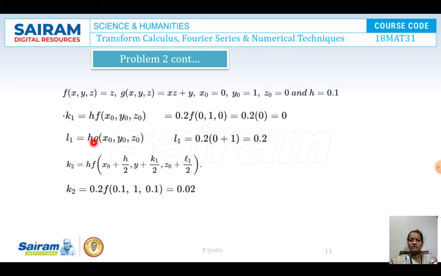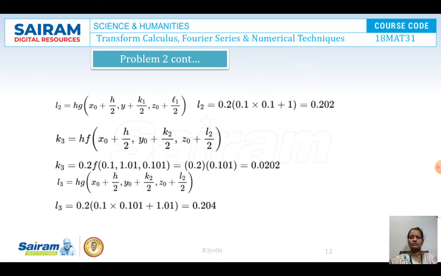Now let's find out the value of L1. So L1 is given by h into g of x naught, y naught, z naught. So that on substitution we get 0.2. And k2 is given by the formula h into f of x naught plus h by 2, y naught plus k1 by 2 and z naught plus l1 by 2. Thus on substitution and simplification we get k2 value is 0.02.